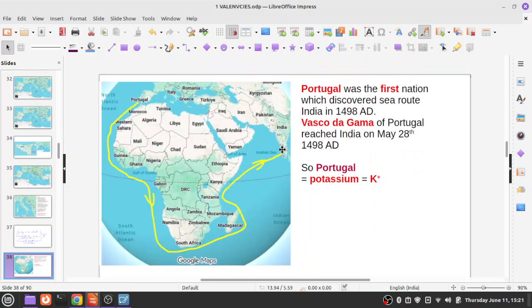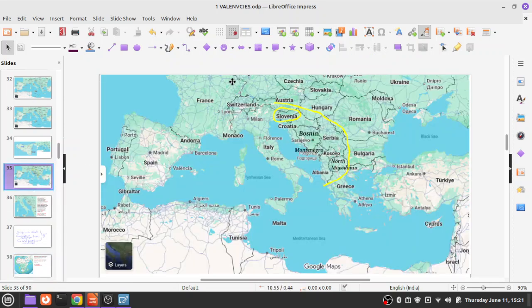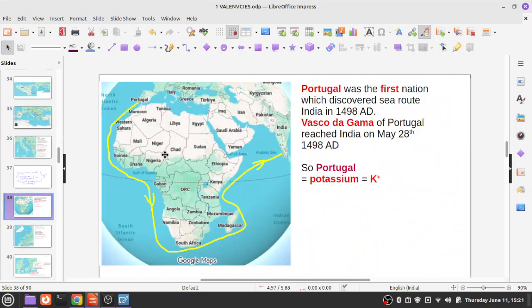Next you see that Portugal is there. First you see the Europe. In the Europe map you will find Portugal here. Portuguese were the first people to reach India by sea route. The captain of the ship was Vasco da Gama. Vasco da Gama came from Portugal. He discovered the sea route to India in 1498 on May 28th.